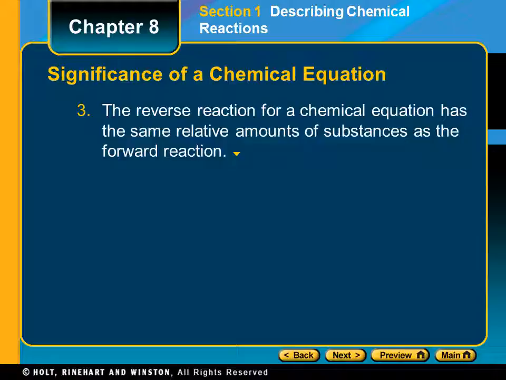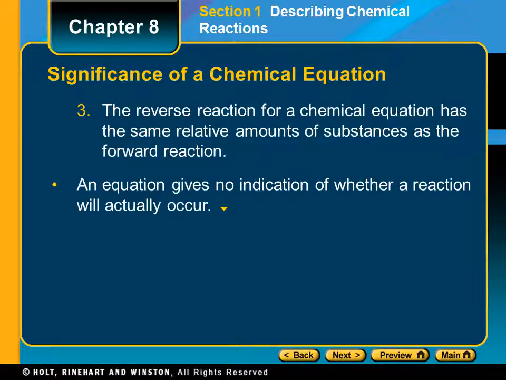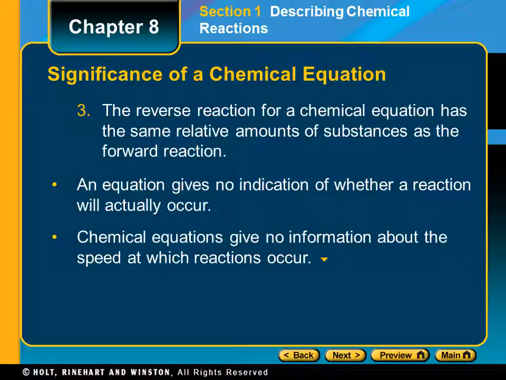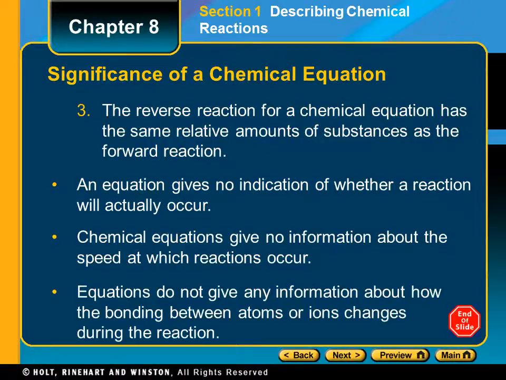The reverse reaction for a chemical equation has the same relative amounts of substances as the forward reaction. An equation gives no indication of whether a reaction will actually occur. Chemical equations give no information about the speed at which reactions occur. Equations do not give any information about how the bonding between atoms or ions changes during the reaction.